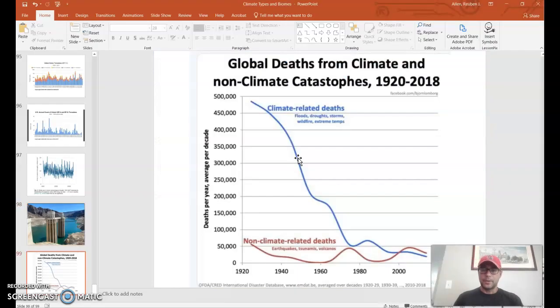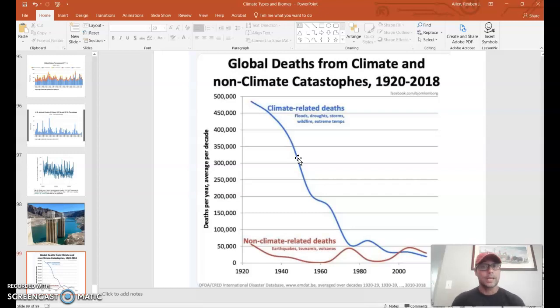Going back to the PowerPoint here, if we look at this particular graph, very interesting. Global deaths from climate and non-climate catastrophes, 1920 to 2018. So in essence, we're looking at the past century. Now, in the past century, the global population has increased fourfold, meaning that the current population of nearly 8 billion people globally is 4 times greater than what it was 100 years ago, back in 1920, when it was close to 2 billion people.